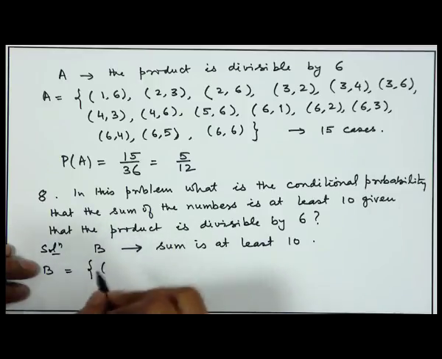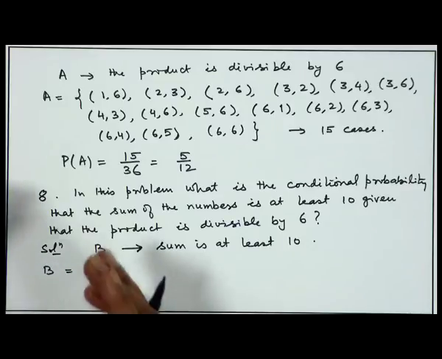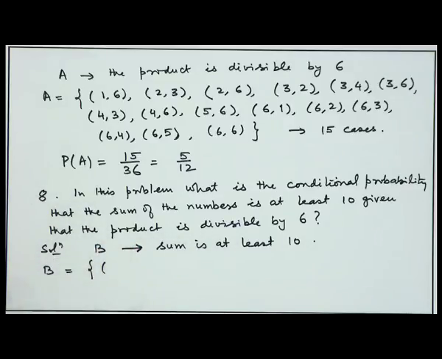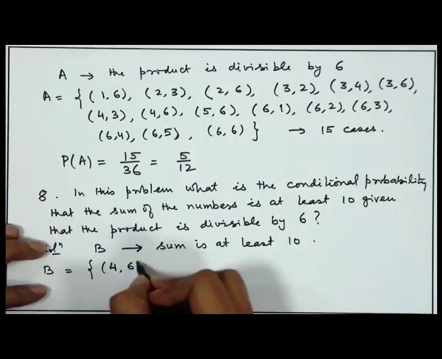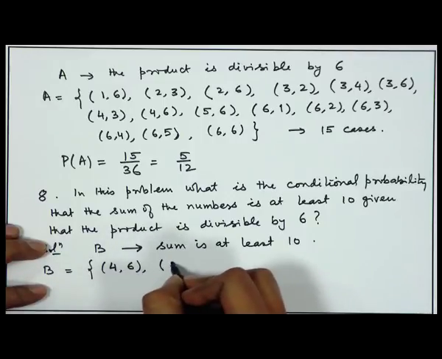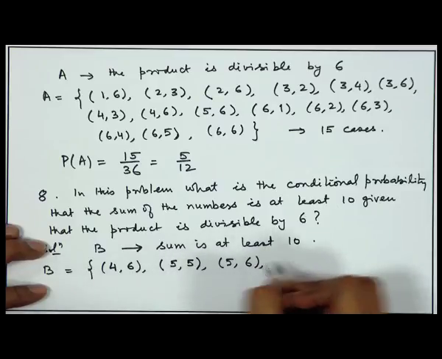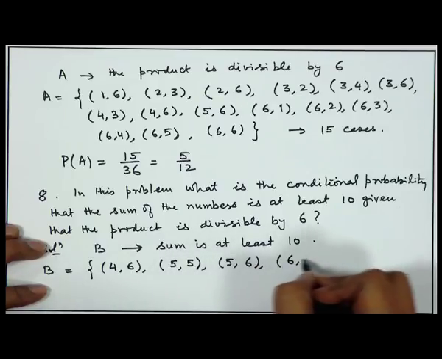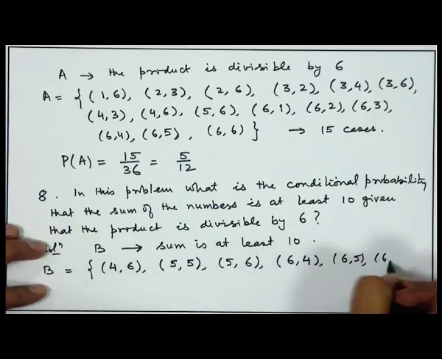You will have, see, if we have the first number as 1, 2 or 3, then no matter what we obtain on the second one, the sum can never be 10. So, the first number has to be at least 4, then the second can be 6. If the first one is 5, then you can have second one as 5 or 6, and if the first one is 6, then the second one can be 4, 5 or 6.